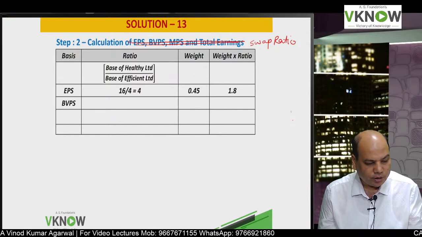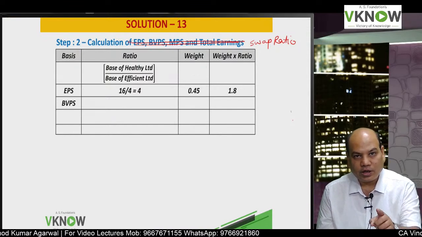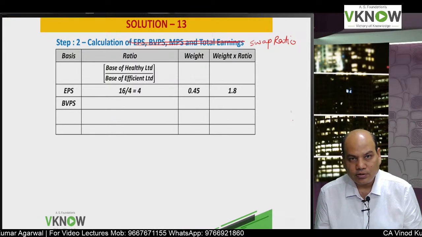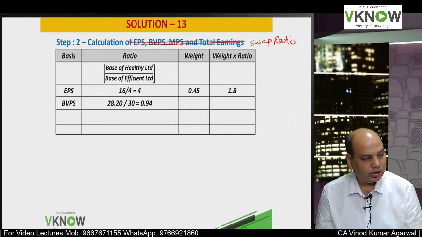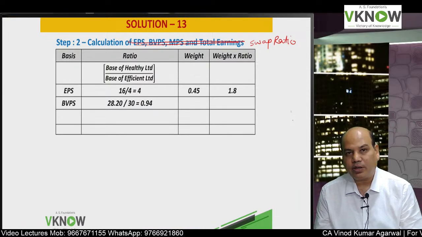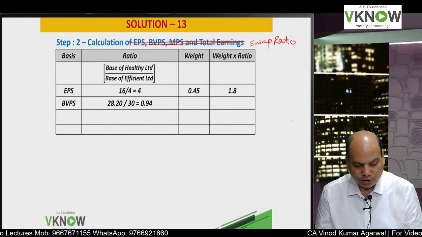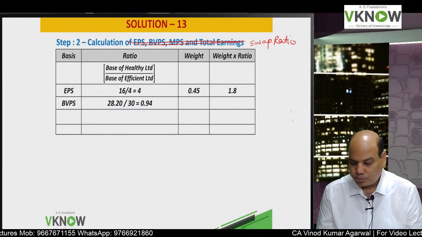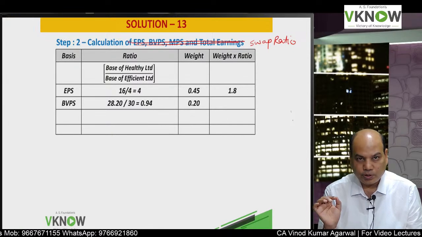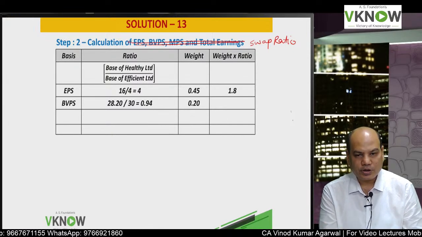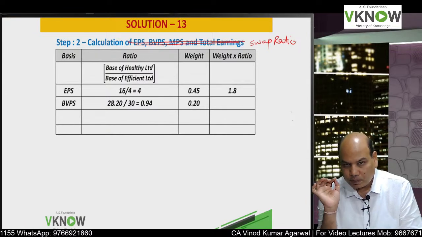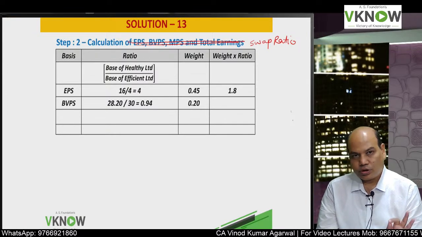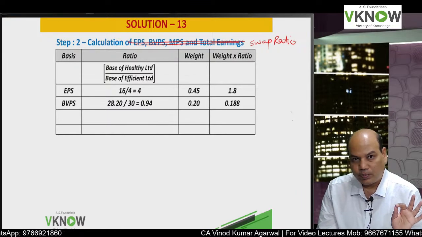Second factor is book value per share. Look at your step 1. Book value per share is in the last line of your previous step 1. Healthy is 28.20. Efficient is 30. 28.20 divided by 30 is 0.94. The weightage to BVPS is 0.20. Take your calculator. 0.20 into 0.94. So the weight into ratio will be 0.188.